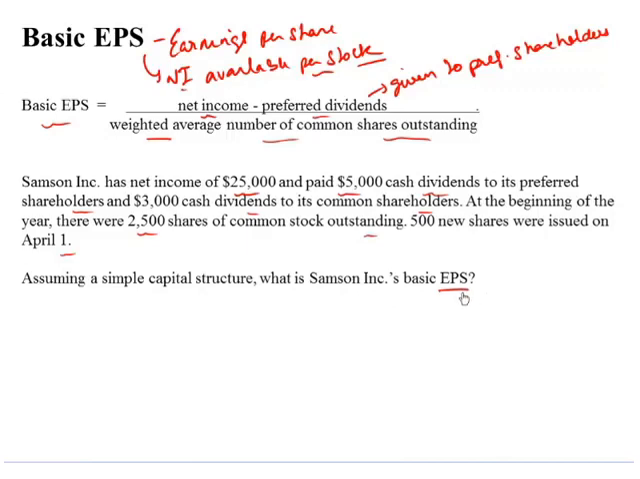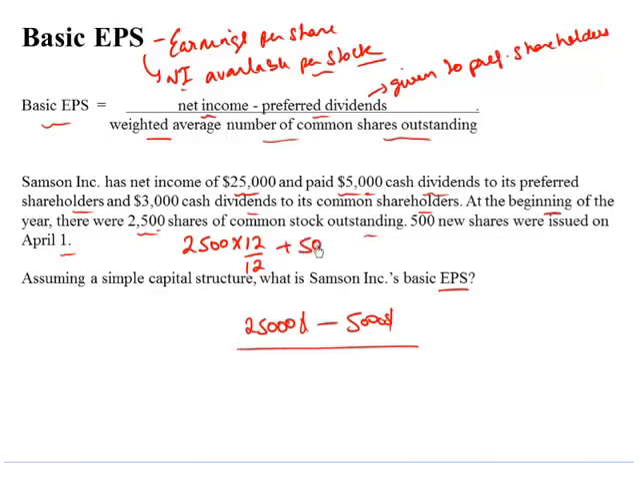So the basic earnings available to each shareholder is nothing but the net income. Net income in this case is $25,000 minus the preferred dividend, that is $5,000, upon the weighted average number of shares. Now, the number of shares outstanding are weighted for the amount of time that they were outstanding. So at the beginning of the year, there were 2,500 shares of common stock. That is, 2,500 shares were available for the entire 12 months, or 12 by 12.